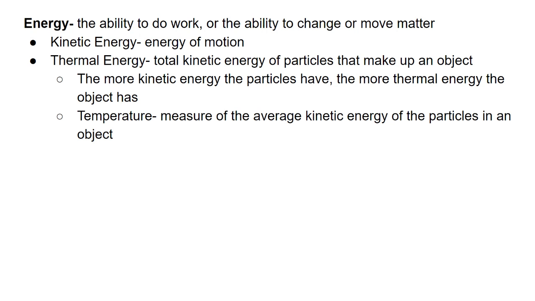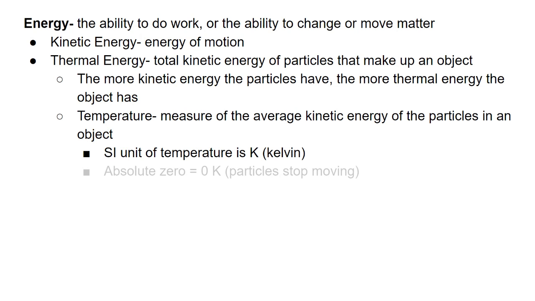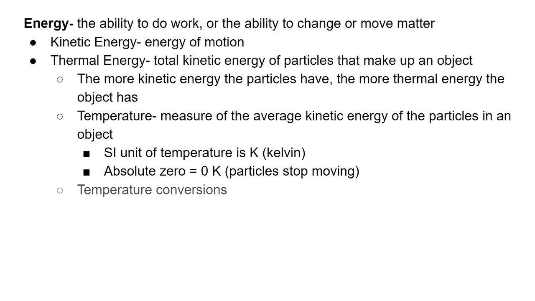Temperature is the measure of the average kinetic energy of the particles. The higher the kinetic energy of the particles, the higher the temperature. The SI unit for temperature is a weird one. We don't really use it a whole lot. It's Kelvin, but we're going to use Celsius. Absolute zero is 0 degrees Kelvin. That is the first point where particles actually stop moving. That is really, really cold. I'm going to show you that here in a minute. But at absolute zero, the particles have stopped moving.